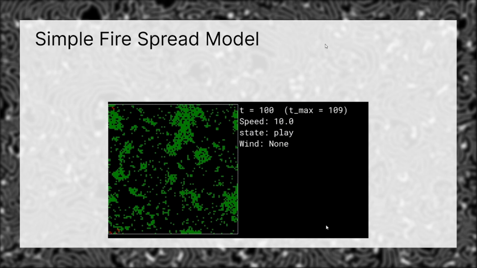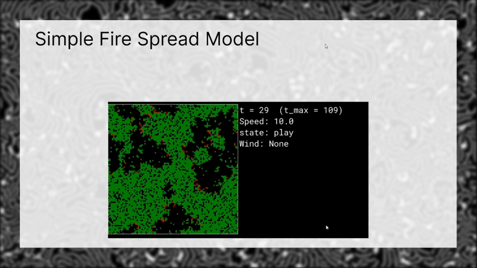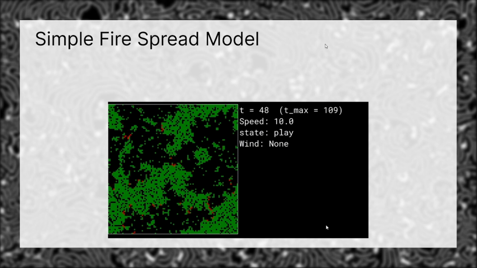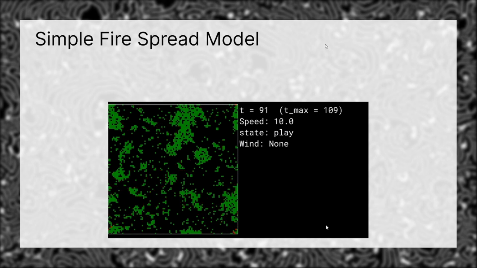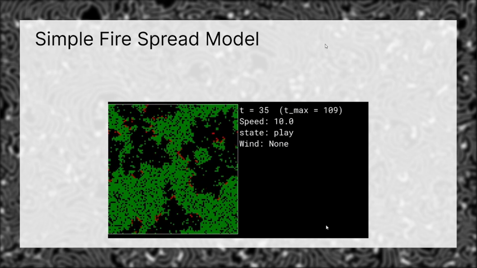On the right hand side, we can see the timestamp of the current frame, total frames, speed of the simulation, state of the simulation, which is either play or pause, and the wind if there is any wind. This can be controlled via keyboard inputs.